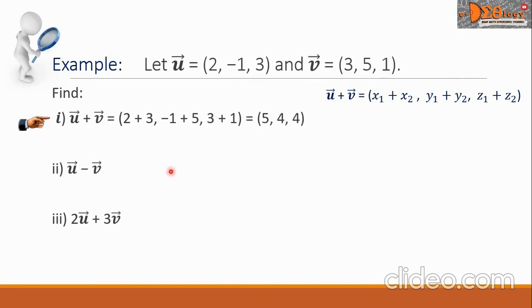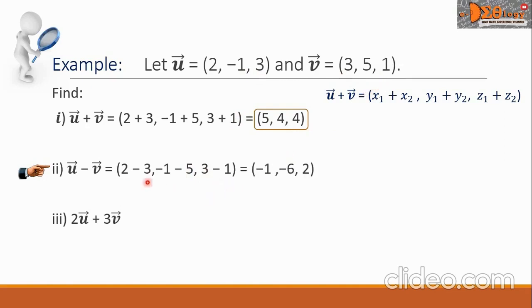Then we simplify this into 5. This is 4 and this is 4. This is now the sum. Second problem, vector u minus vector v. So we have this 2 minus 3, comma, negative 1 minus 5, comma, 3 minus 1. And we simplify this into negative 1, negative 6, positive 2. This is now the difference.